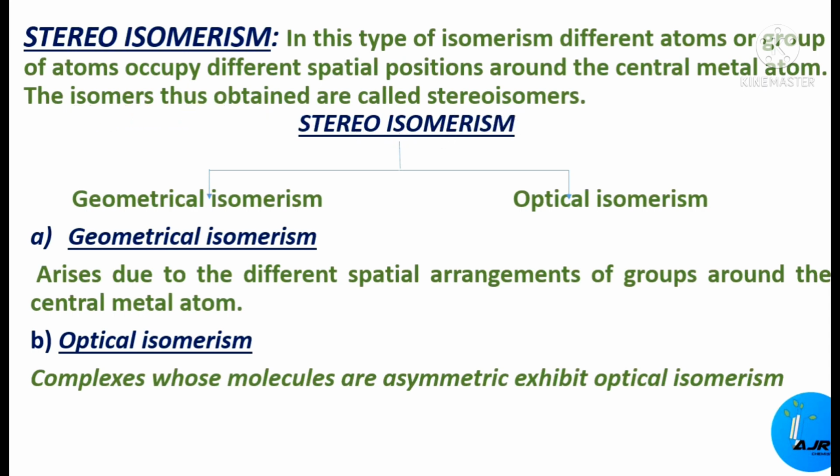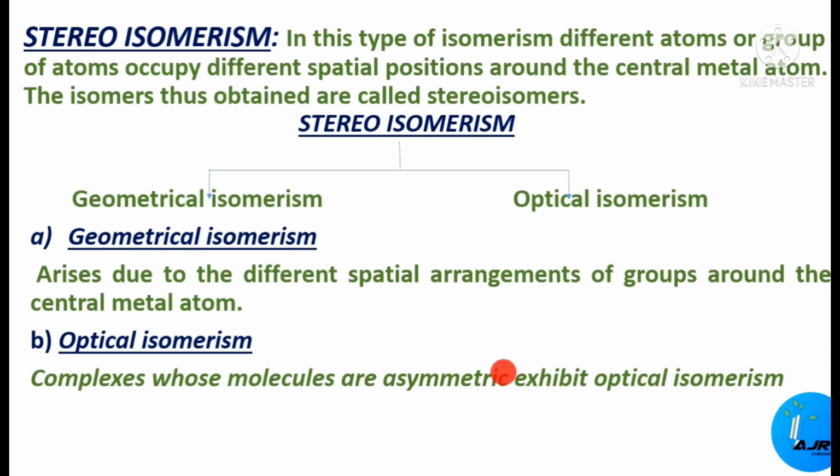Understood? These stereoisomers are of two types. The first one is geometrical isomerism and the second one is optical isomerism. What do you mean by geometrical isomerism? This arises due to the different spatial arrangements of groups around the central metal atom. Then optical isomerism: this type of isomerism is seen in complexes whose molecules are asymmetric.